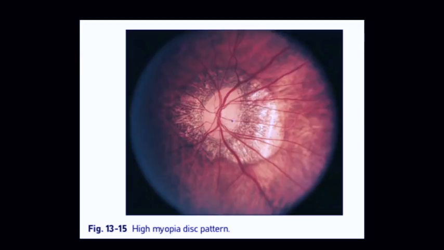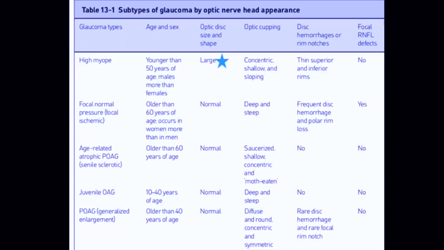Okay, as you can see in this picture, this is a high myopia disc pattern where you can see the tessellated background. We can see the peripapillary chorioretinal atrophy is there. You can see a large, tilted disc. So we might easily miss out glaucoma in these patients, but it's always important to consider that as well.